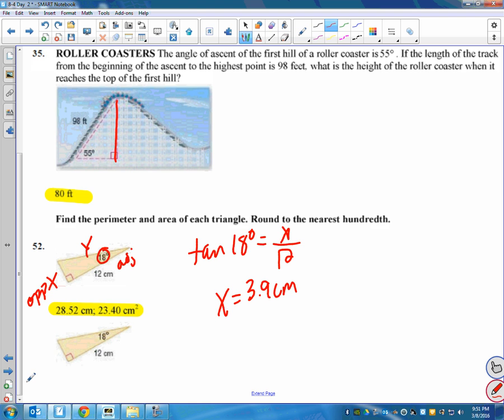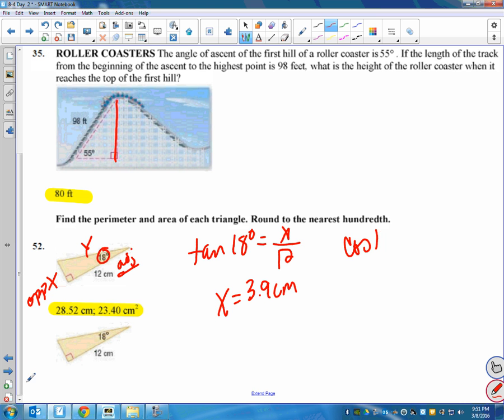And then to find y, I could just do Pythagorean theorem, right? I could take 12 squared plus 3.9 squared, but I think it would be just as easy to use sine or cosine here because y is the hypotenuse. It doesn't matter whether you do sine or cosine because we know the other two sides of the triangle now. We know the opposite and we know the adjacent. I'm going to stick with the adjacent side since they gave me that one to begin with.